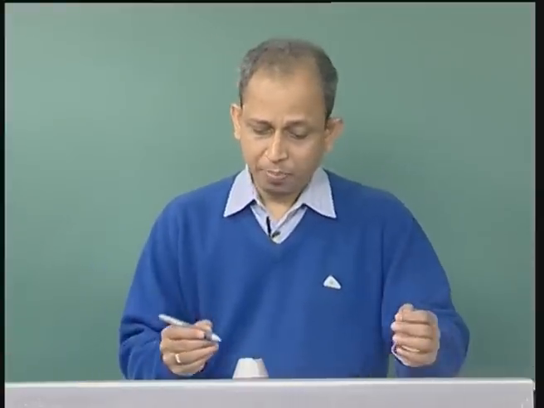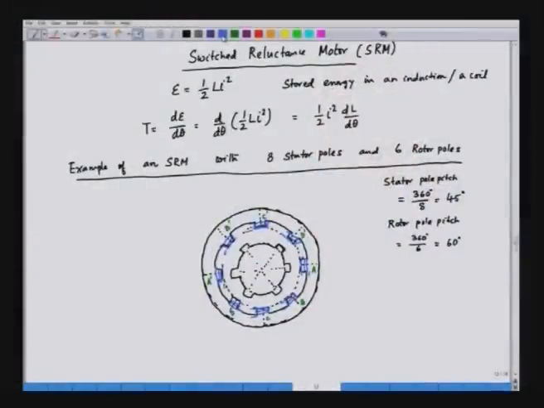Now, as you have already seen, the torque is produced by the variation of inductance, i square dL by d theta. And only if i square is present when dL by d theta is positive, will we have positive torque production. So, here we see that the rotor rotates. If the rotor rotates like this in the anticlockwise direction, the inductance of every phase will be changing.